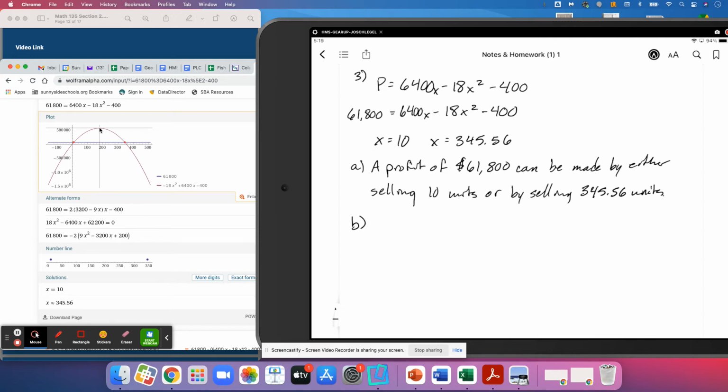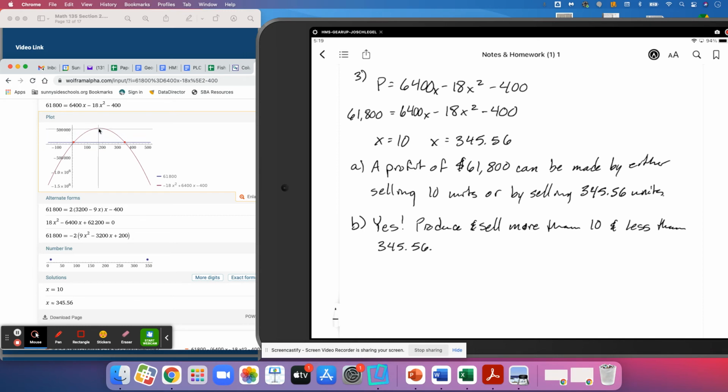But the answer to that question is yes, you can make more money, produce more, and sell, produce and sell more than 10 and less than 345.56. Now, in reality, your boss is going to say, okay, why are you being stupid with me about this? Just tell me what I should do.